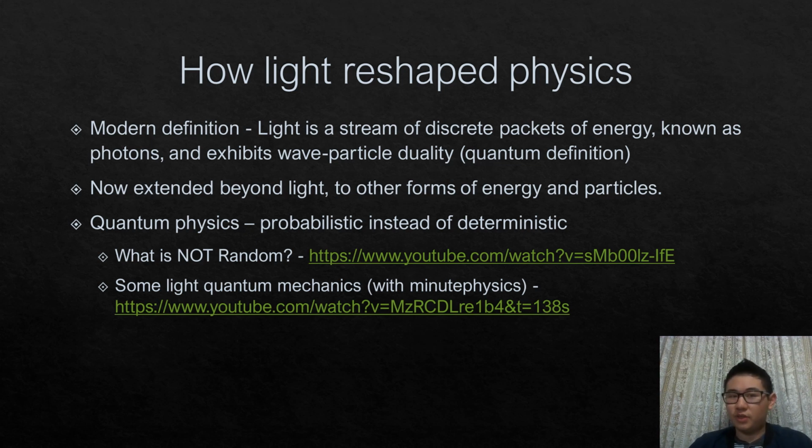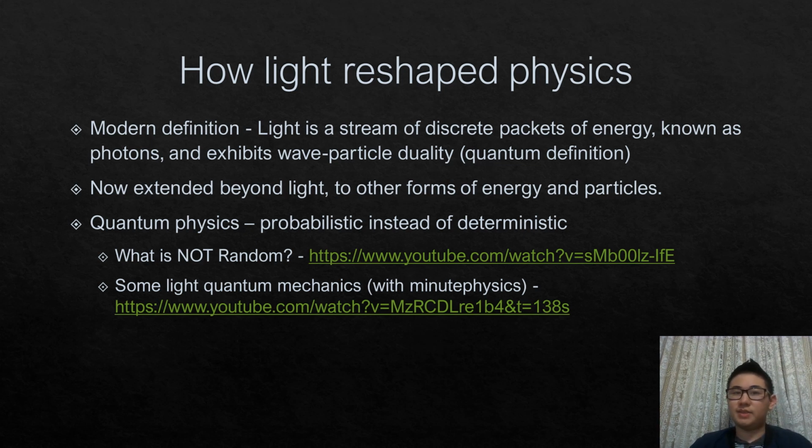Now, the modern definition of light is a stream of discrete packets of energy known as photons that exhibit wave-particle duality. So they exhibit some properties of waves and some of particles. And this is a quantum definition of light. And quantum physics has now expanded way beyond light to other forms of energy and particles as well.